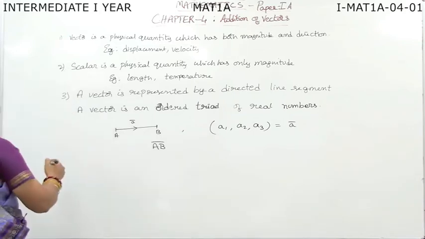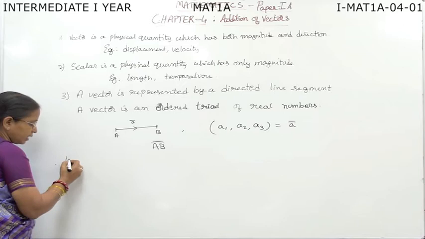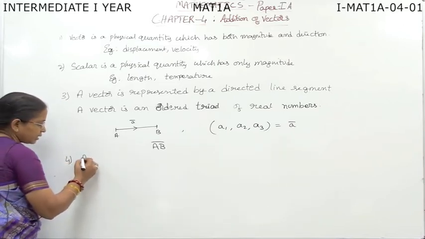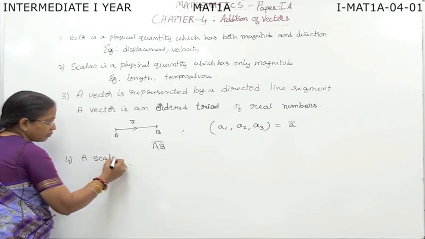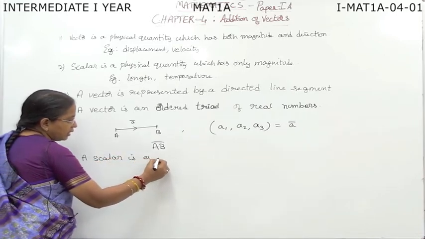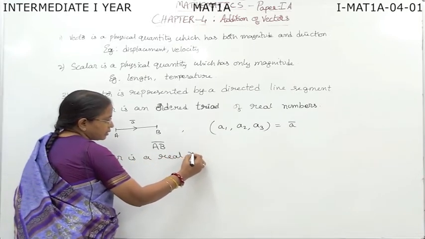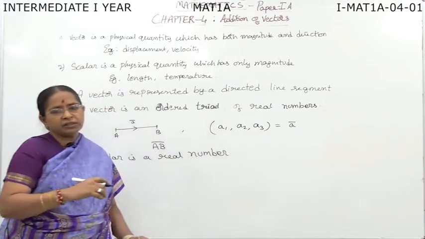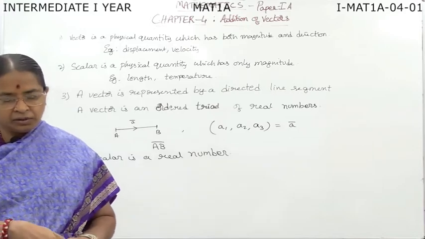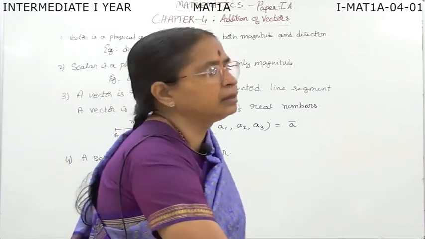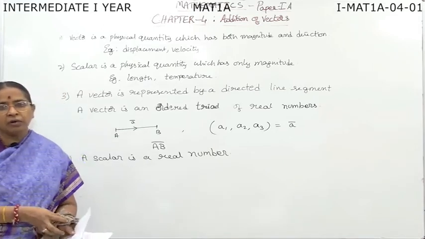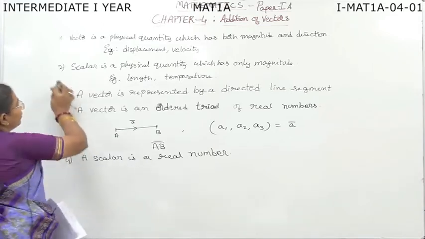Now scalar. Scalar is just a real number because it is having only magnitude. A scalar is a real number. So this is all about the notation, and now we learn about different types of vectors.